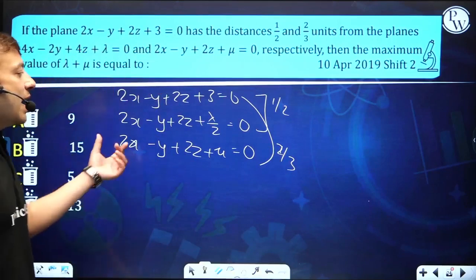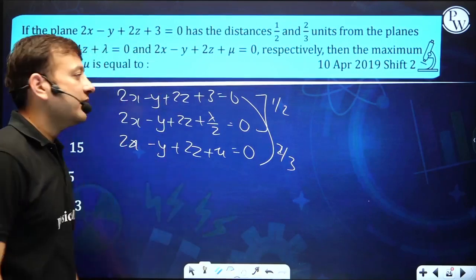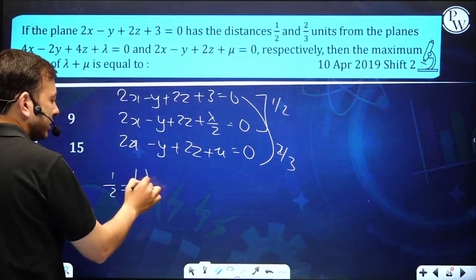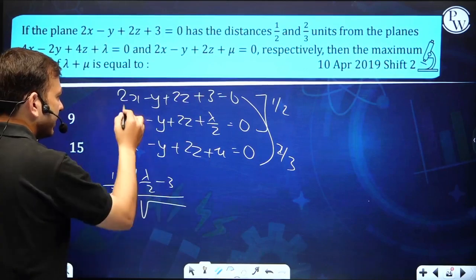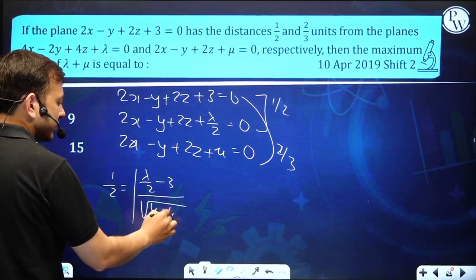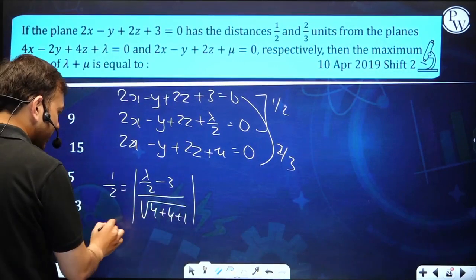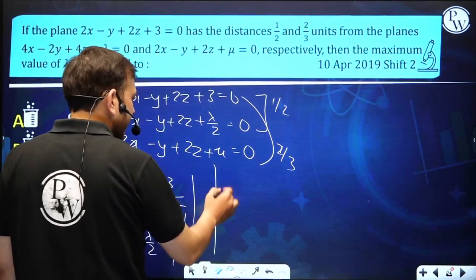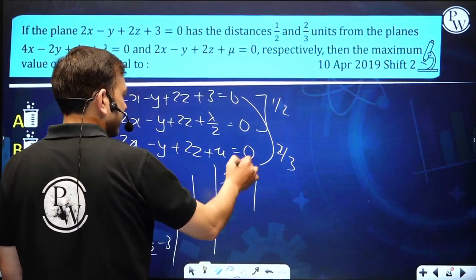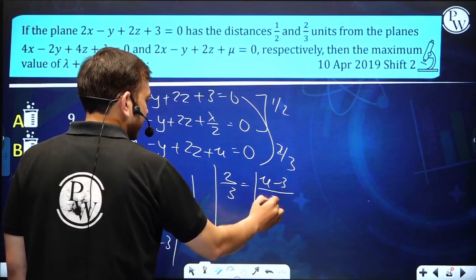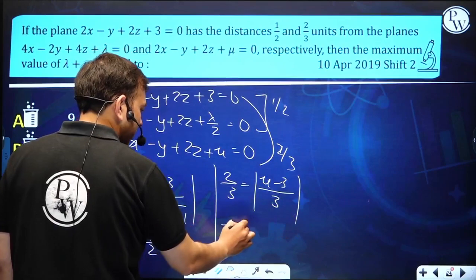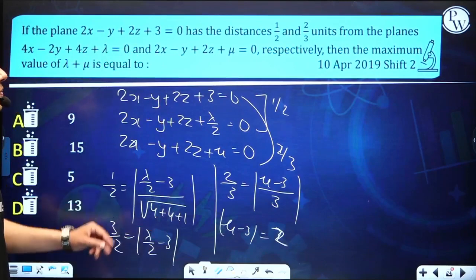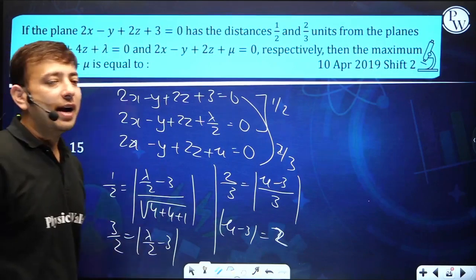Now, distance between parallel planes is the same thing like distance between parallel lines: 1 by 2 equals the difference between their constants divided by the square root of 2 square plus 2 square plus 1, so 4 plus 4 plus 1, that is 3. So 3 by 2 equals mod of lambda by 2 minus 3. Second part, 2 by 3 equals mod of mu minus 3 by 3. So 3, 3 cancel. Mod of mu minus 3 is 2. Okay, I got this. Then they are asking the maximum value of lambda and mu.